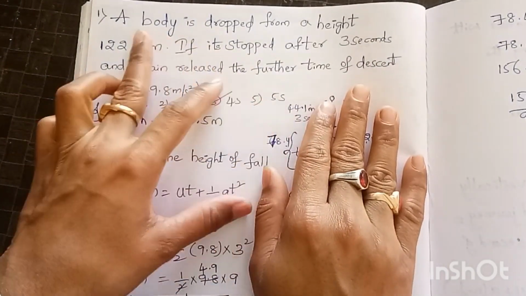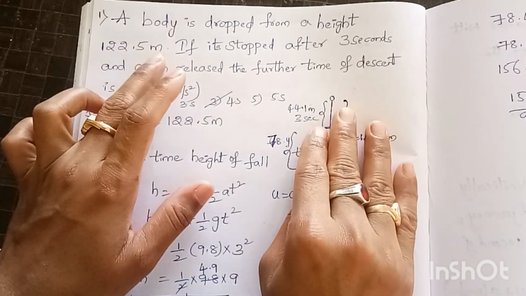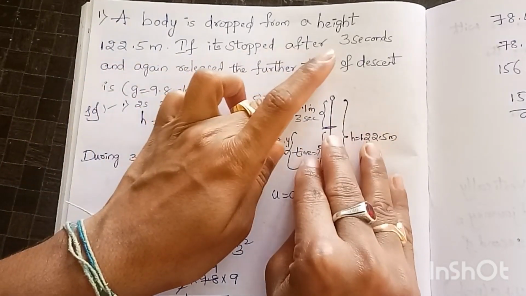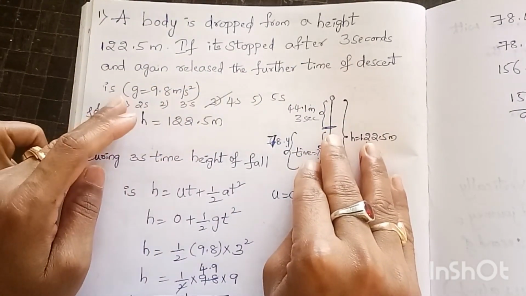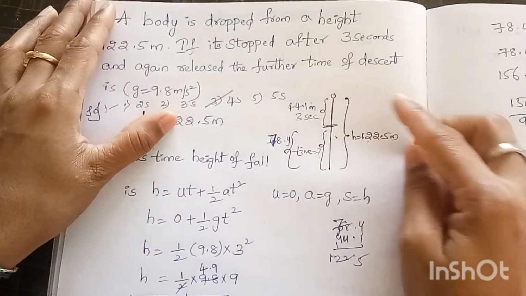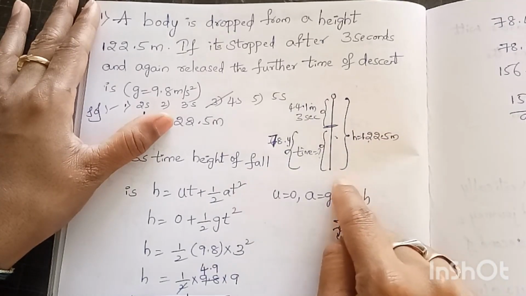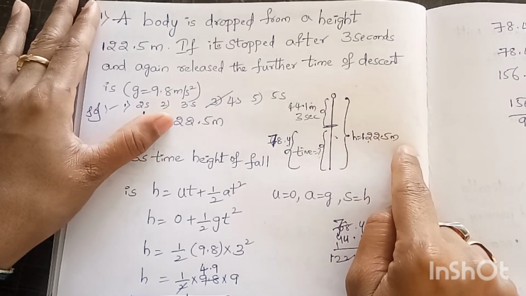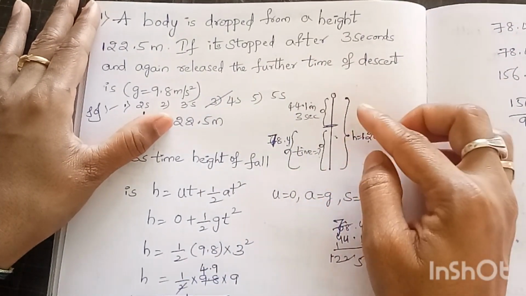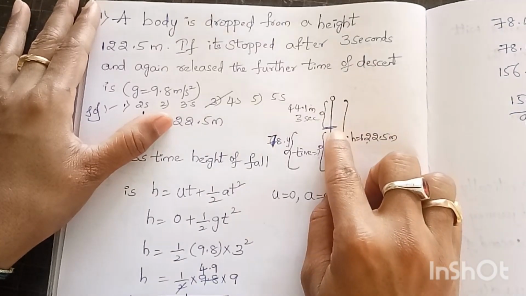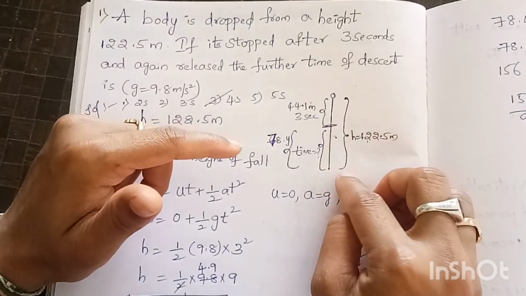The next question says: a body is dropped from a height of 122.5 meters. If it is stopped after 3 seconds and again released, the further time of descent is what? So what they said is a body is dropped from a height. The height of the drop to reach the ground is 122.5 meters. It is stopped after 3 seconds, before reaching the ground. When the body is dropped, at 3 seconds the body is stopped. Then later on, it is released.